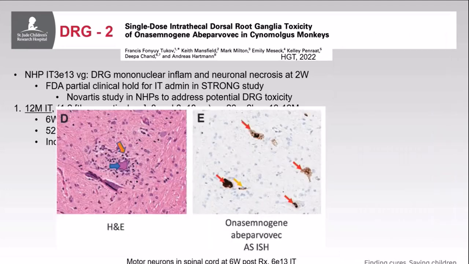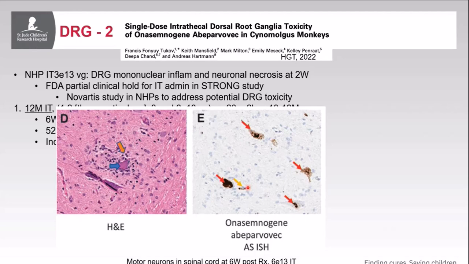But just to move forward, this is at an even higher dose. Okay, so this is like a megadose. But what they showed was kind of interesting. At 6 weeks after intrathecal administration of onasemnogene abeparvovec, they saw all sorts of neuronal changes and inflammation, as you can see on this H&E. But look at the immunohistochemistry on the right, this one here. And you can see that the cells that take up more of the viral capsid, that's the brown staining, are the sicker cells.